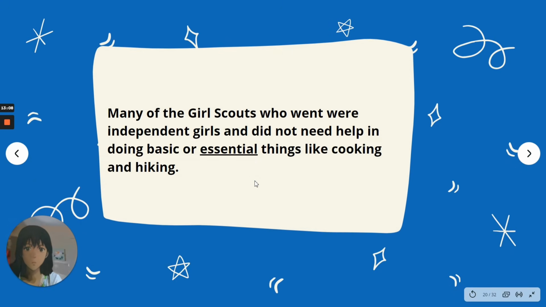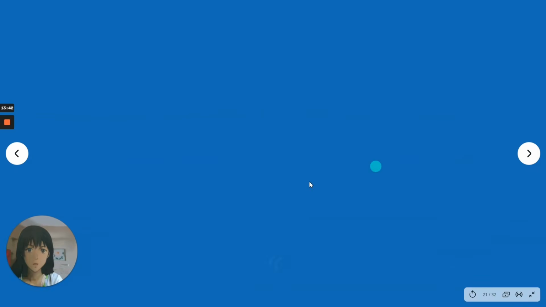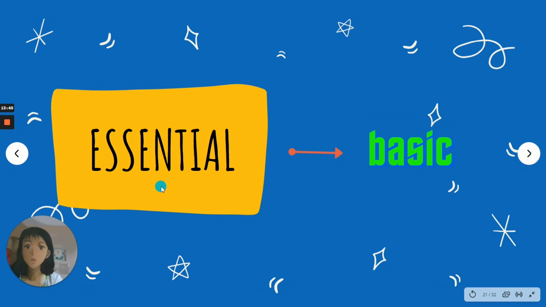What about in this sentence? Many of the Girl Scouts who went were independent girls and did not need help in doing basic or essential things like cooking and hiking. What do you think is the meaning of essential in this sentence? Right, basic. So we use the context clue synonym. Therefore, essential means basic.